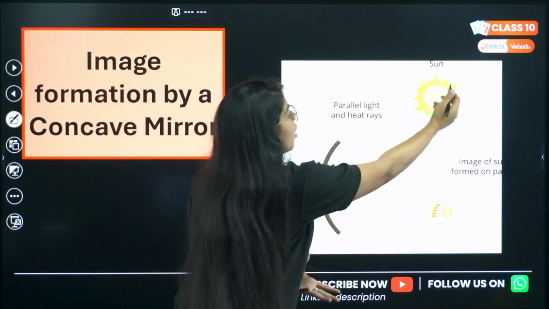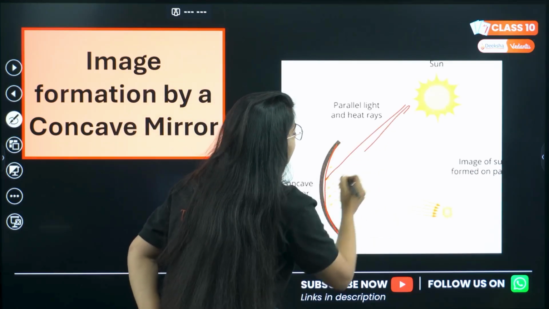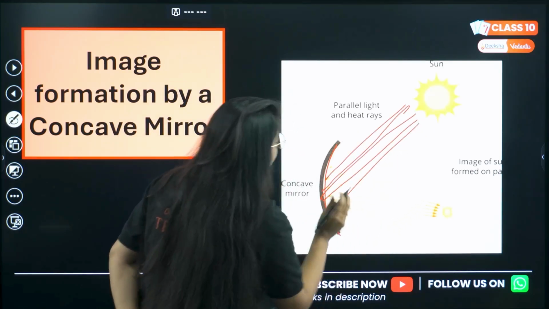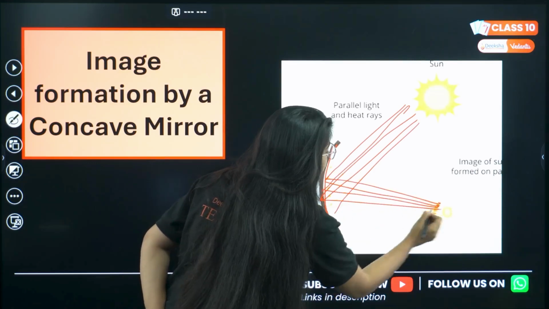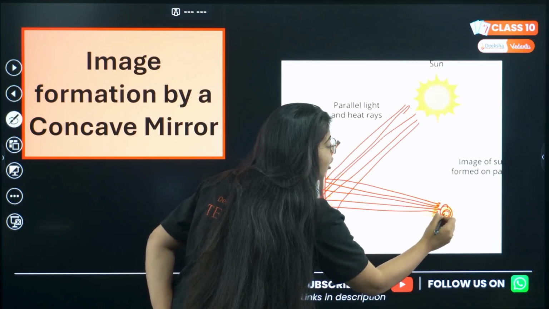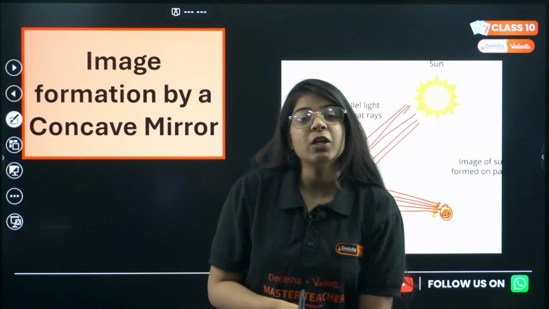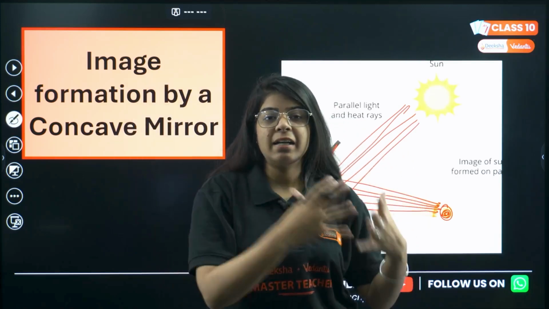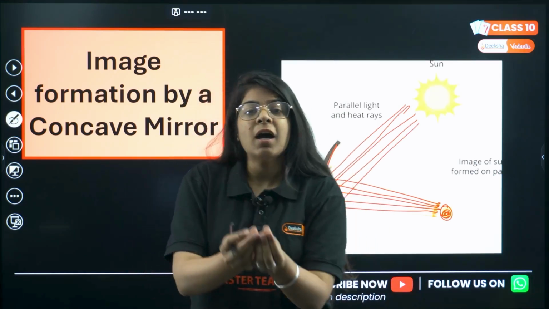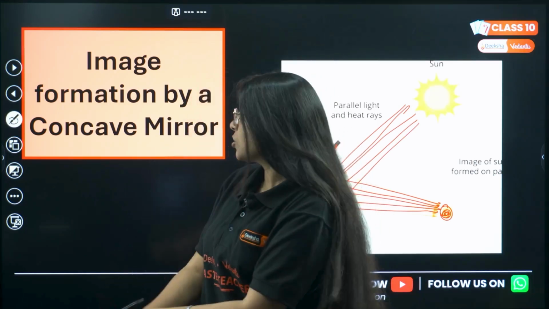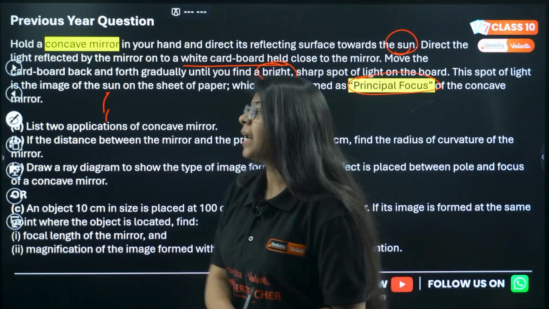Light from the sun is coming and we have a concave mirror. It's coming as parallel rays from the sun, and they're getting reflected onto a sheet of cardboard, forming a bright spot, the image of the sun. Now we know when rays come parallel and reflect from a concave mirror, the rays get focused on its principal focus, and the image is formed on the principal focus. So this is what is being said in our question.